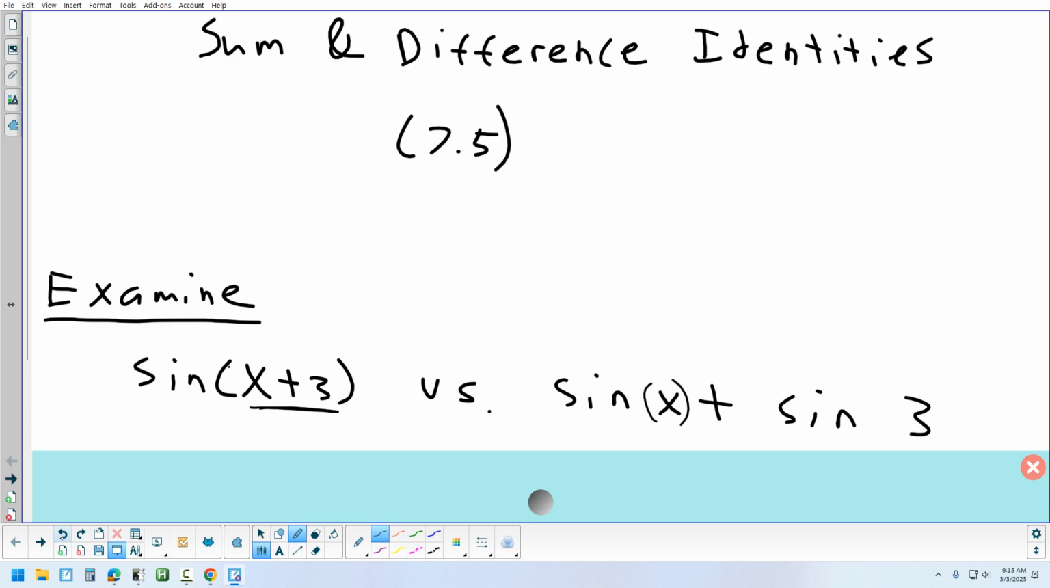How about this one over here? Plus sine 3 on the end. What's that sine 3 going to do? It's going to shift vertically up by sine of 3. So just from the perspective of transformations, those aren't even the same. So no, what's on the left is definitely not equal to what's on the right.